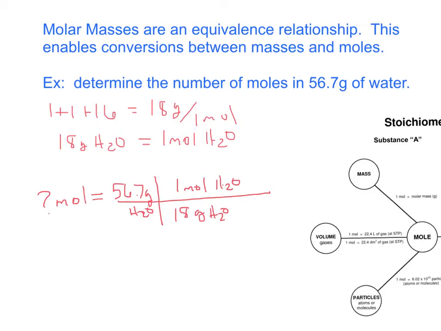We take 56.7 times 1 divided by 18, and we get 3.15. Notice how you kept the same number of significant digits. Exactly. Now you do, because this number up there, 56.7, is a measurement. So this has 3 significant figures, so we're going to keep 3 in our answer. The molar mass is considered to be a given value, yep. So there's how you do it.